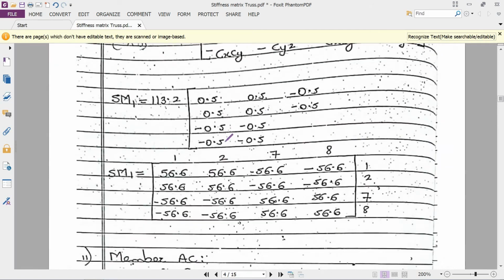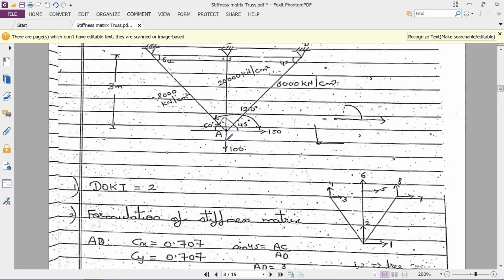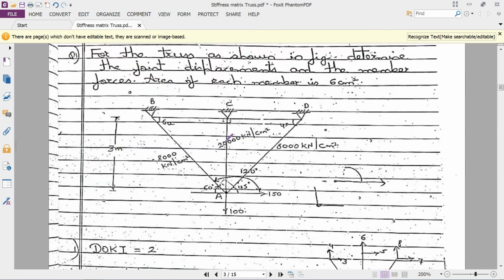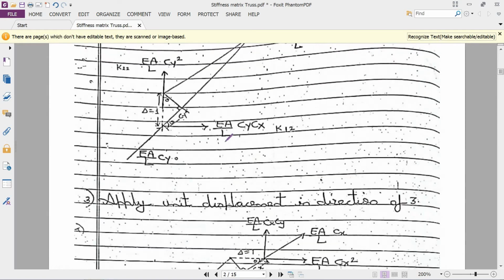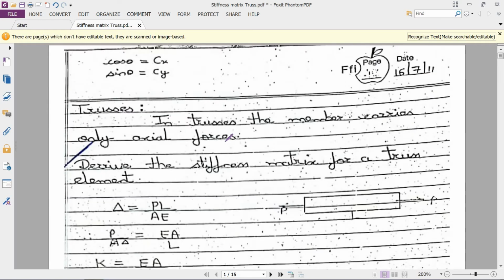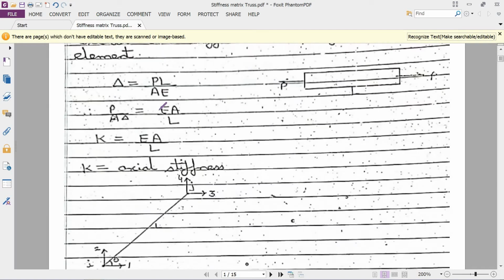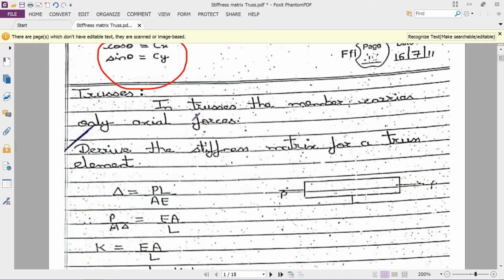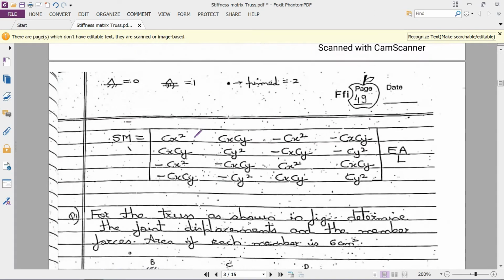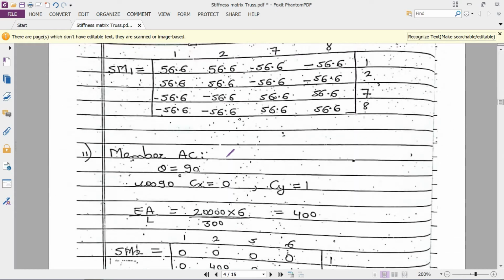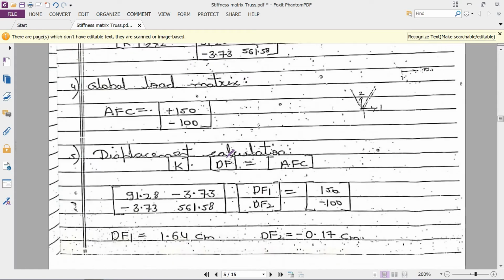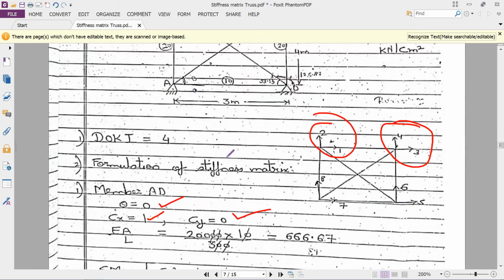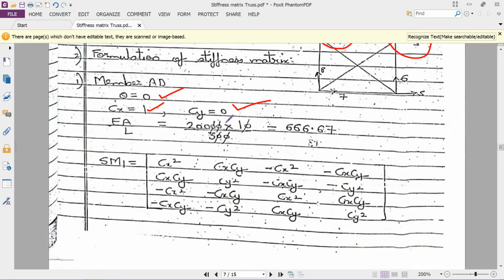We have seen that Cx represents the cos theta and Cy represents the sin theta. You must understand this and you must remember this. Cx will be the representation of cos theta and Cy will be the representation of sin theta.